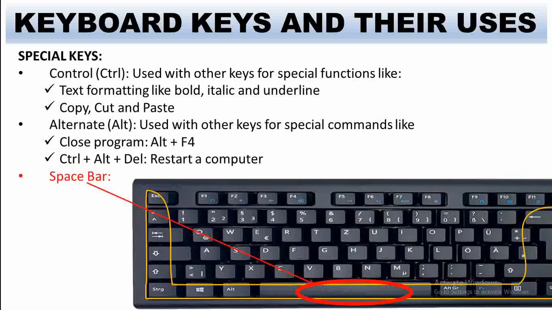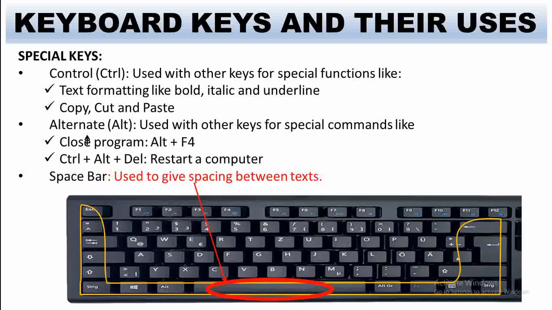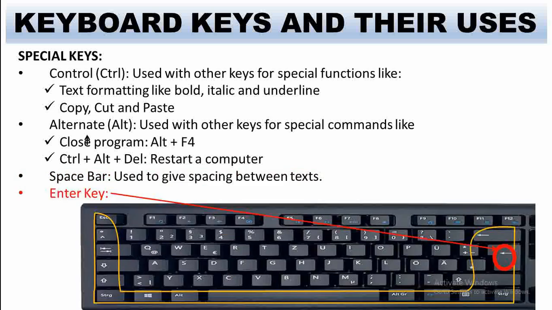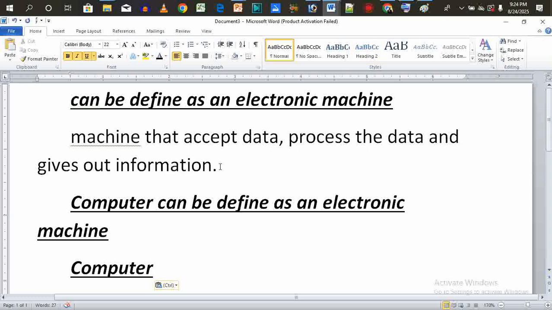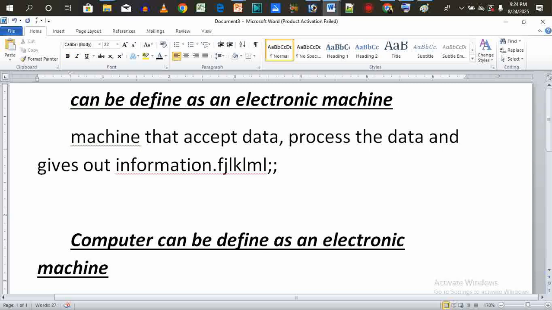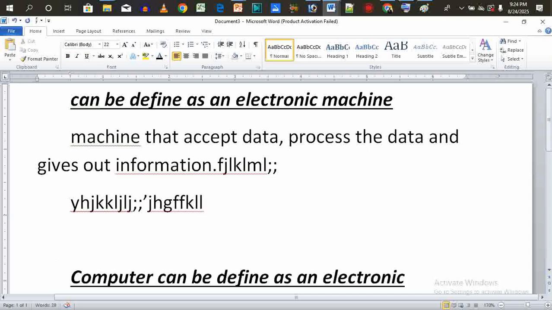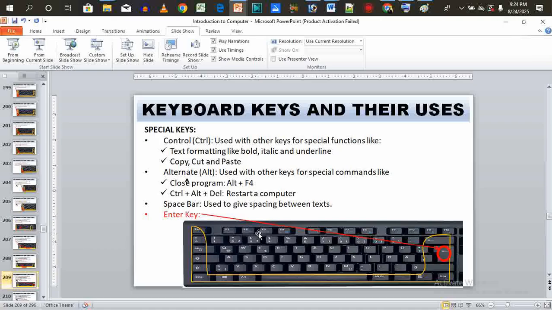Then we have the space bar to give space between our text. Then we have the Enter key. The Enter key is the key we use to go to the next line. As I was typing, if I want to go to the next line, I will press Enter. It will go to the next paragraph. You are working, you want to go to the next paragraph, you press Enter. That is the work of the Enter key. We also use the Enter key to accept.